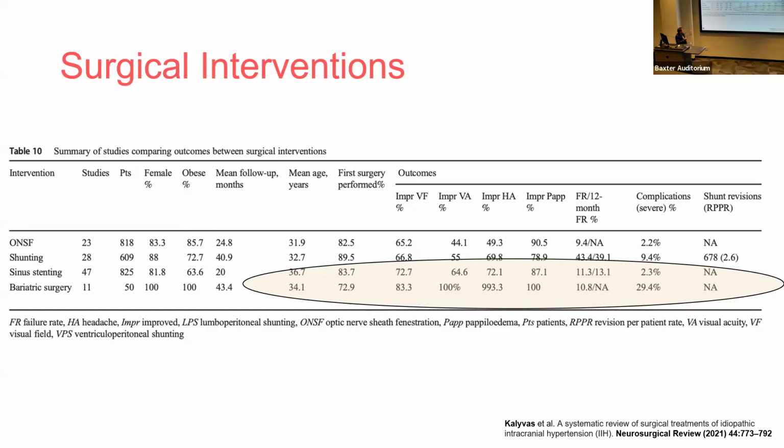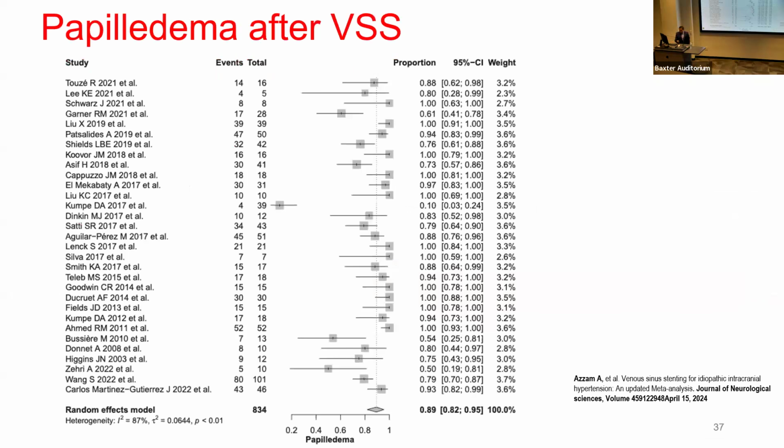So then an alternative is sinus stenting. It's not invasive, with similar results and fewer side effects. So it's an alternative. Probably the gold standard would be the VP shunt, but unfortunately not all the patients will get a VP shunt, and almost 30% will need to revise the shunt, or they will have some complication.